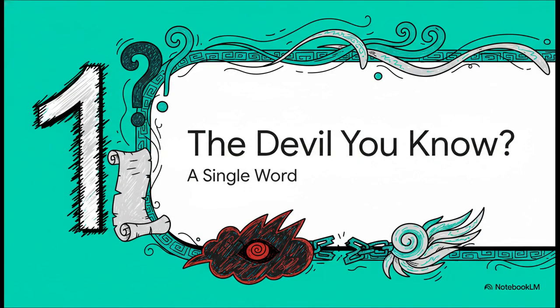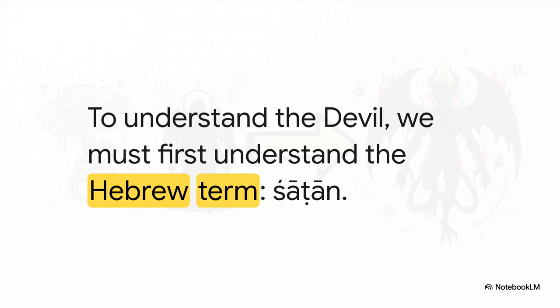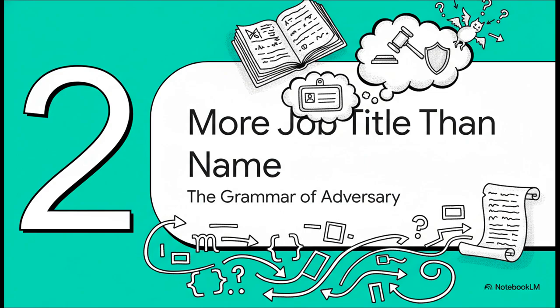Okay, so let's jump right in. This whole investigation, this entire mystery really hinges on understanding one single, crucial Hebrew word. This is where the story actually begins. The word is śāṭān. Now we hear that and we instantly think of a name, Satan. But what if I told you that in the original Hebrew, the grammar itself tells a completely different story? And this, right here, is where it gets super fascinating.